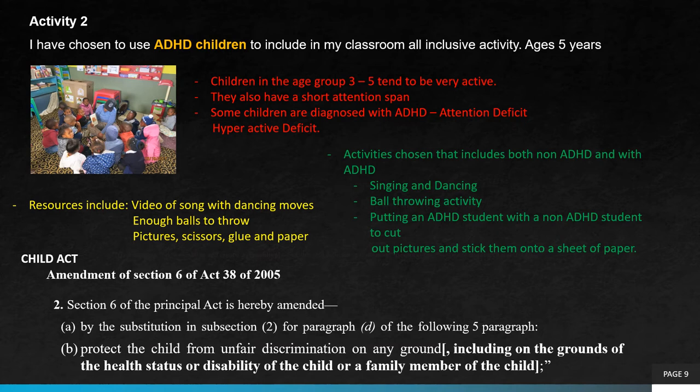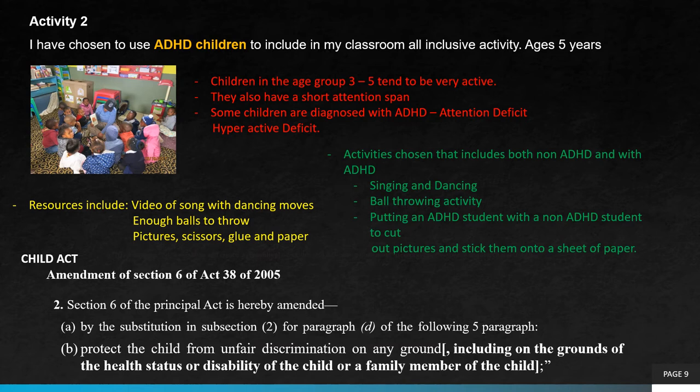What does that mean? Attention deficit and hyperactivity deficit. So they will be included in my class activity. What is the age of the child I'm doing? I'm using a 5-year-old child. So we know that children between the ages of 3 to 5 are very active. This is my findings. They also have short attention spans. And some children are diagnosed with ADHD, which is attention and hyperactivity deficit.